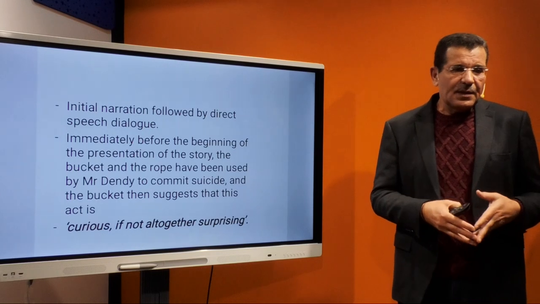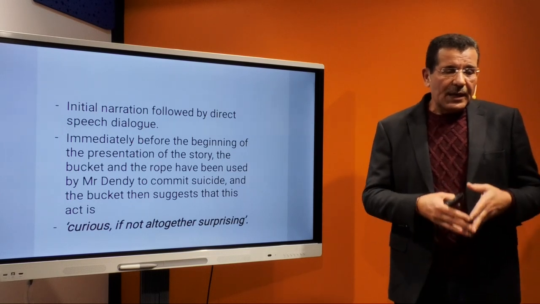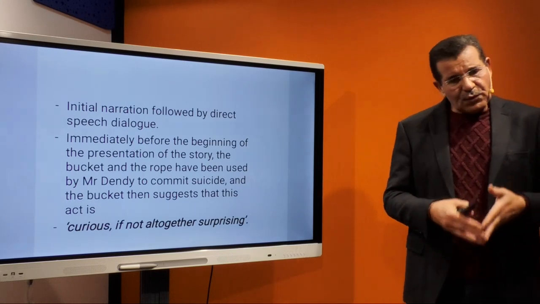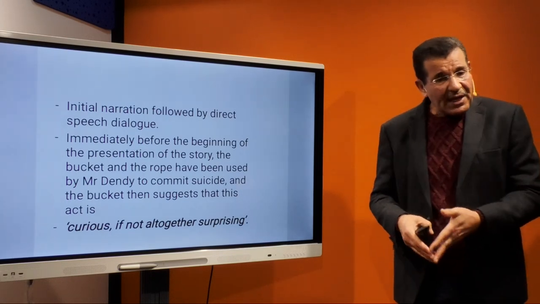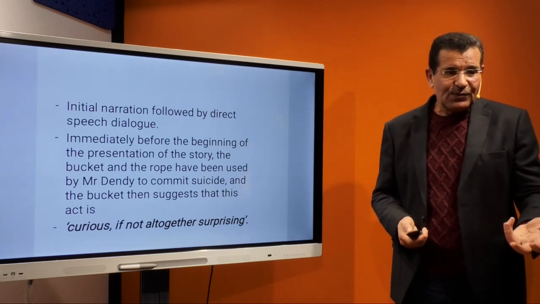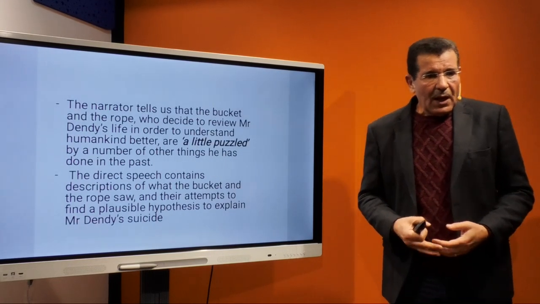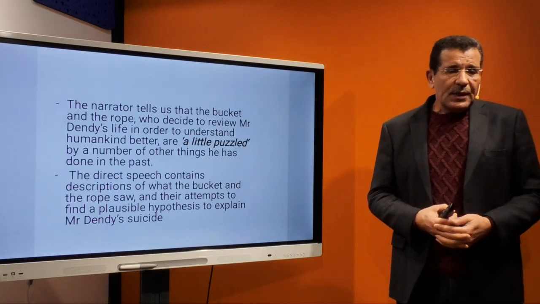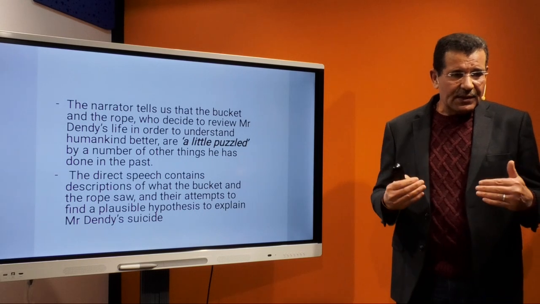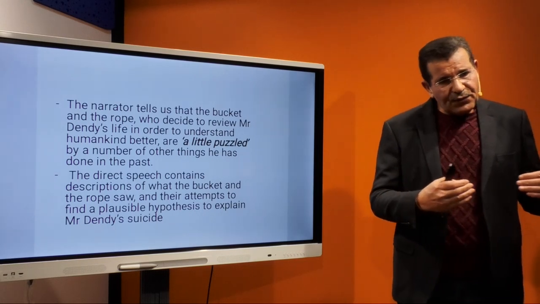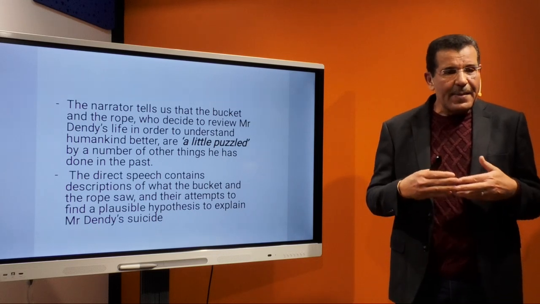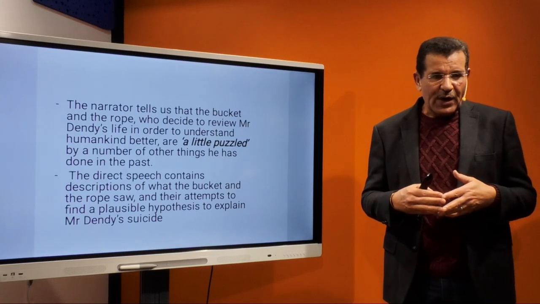How come that a man, a kind man, a hardworking man, comes to such a tragic end? And the surprise of the bucket and the rope is also the surprise of the reader. The narrator at the beginning tells us the bucket and the rope have decided to review Mr. Dandy's life in order to understand humankind better. This is one of the ironies.